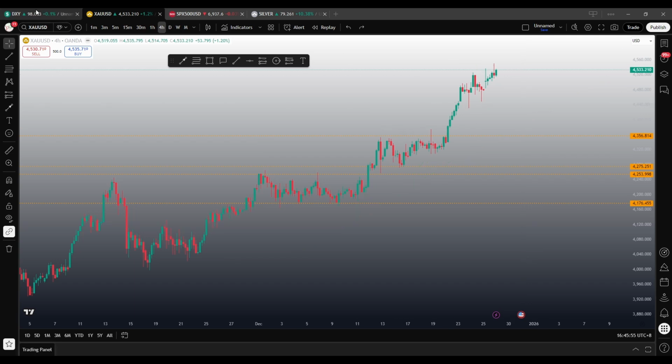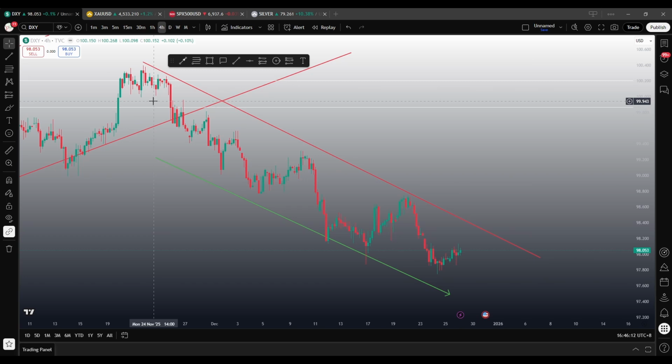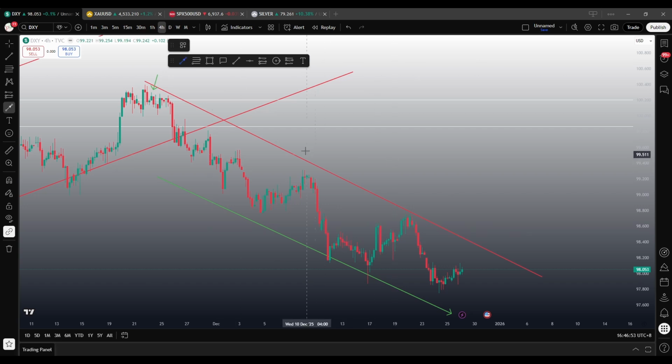Vice versa, on a bearish trend right here, on the dollar index, which is the perfect pair. Very simple. What do you guys see? This is a bearish momentum, which is the opposite of the previous chart that we saw on gold. You have a high here, you have another lower high, and another lower high, and the most recent lower high here.